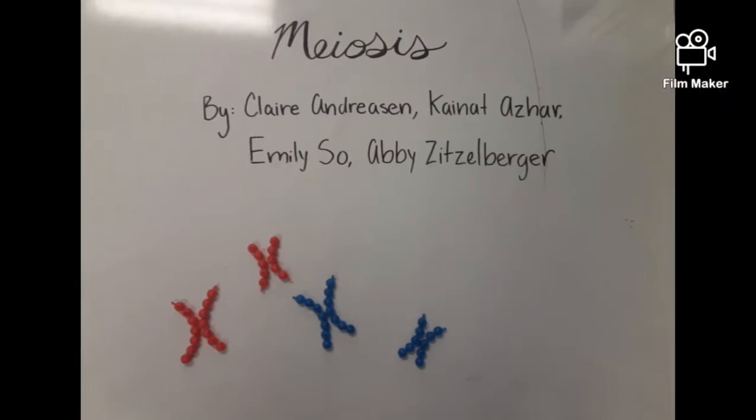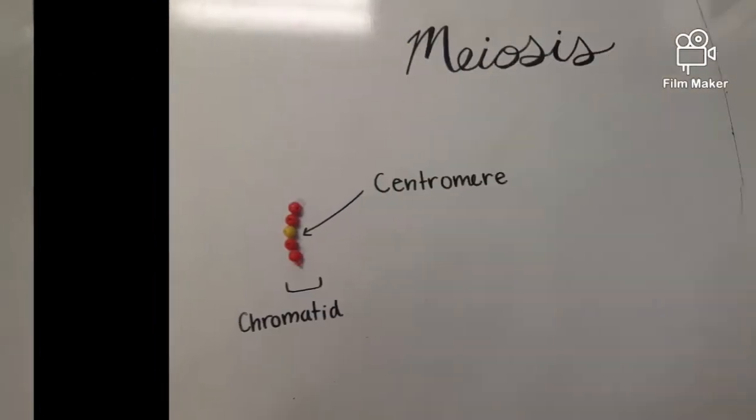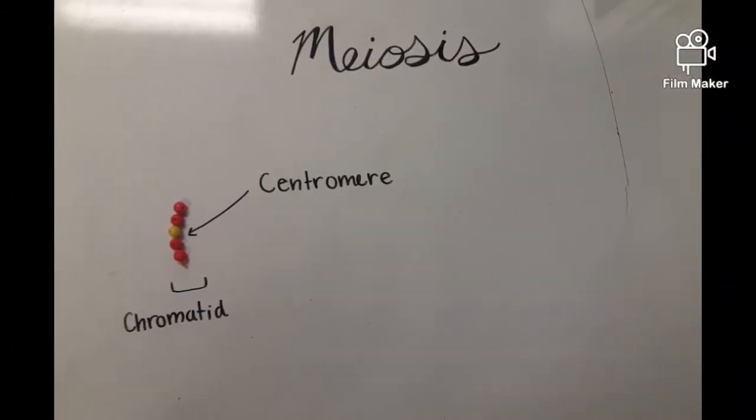Meiosis is a type of cell division that results in four daughter cells, each with half the number of chromosomes of the parent cell. This process occurs in two different phases, meiosis I and meiosis II. First, let's start with some vocabulary.